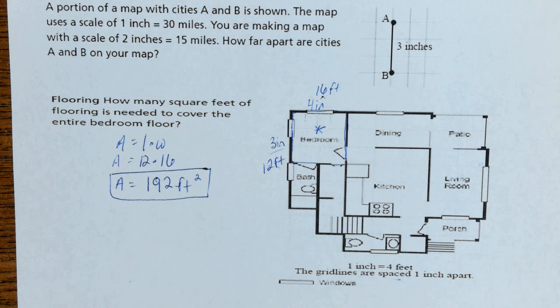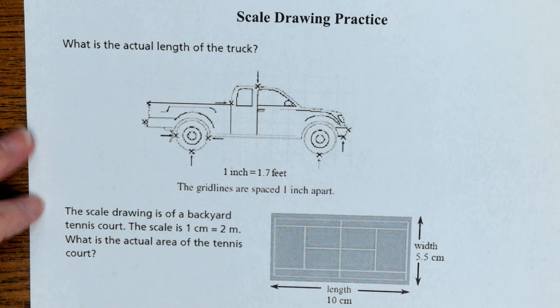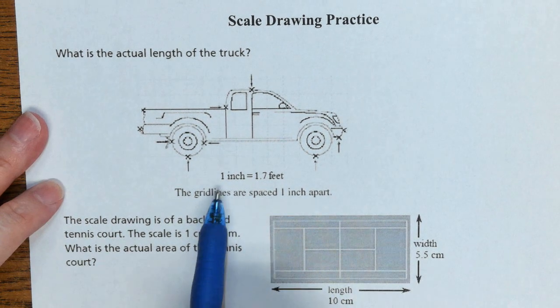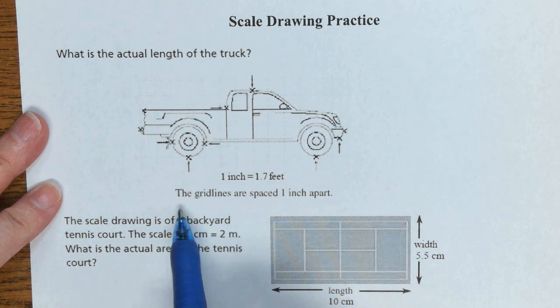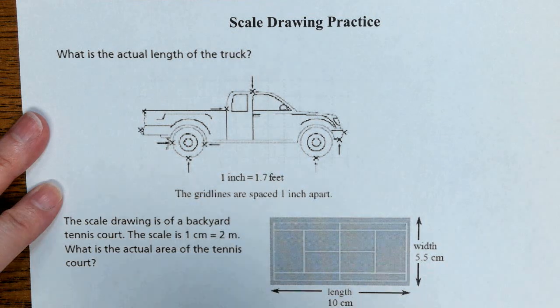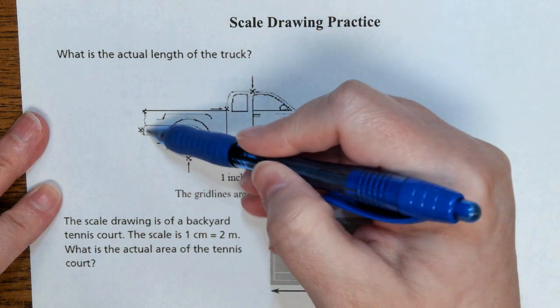Alright, so I told you I'd do a couple with y'all. We did the last one. So now we have the truck, the tennis court, and the map of the cities. So which one do you want to do next? First one? Okay. Alright, so this one says what is the actual length of the truck? And it tells you that 1 inch equals 1.7 feet, and it says the grid lines are spaced 1 inch apart. So if you look, here's a grid line right here. Here's the back of the truck.